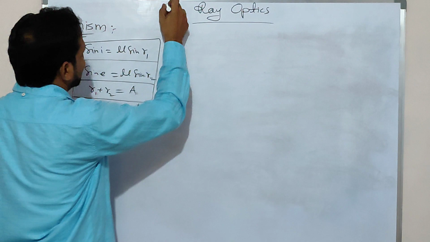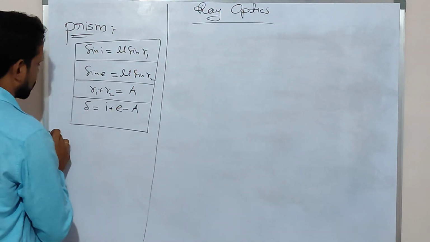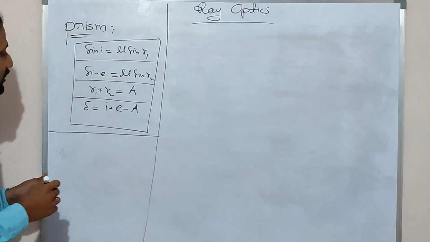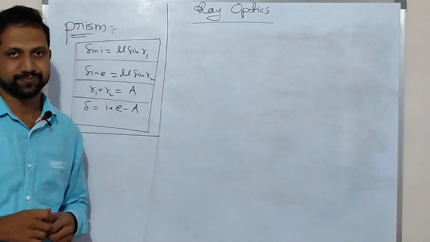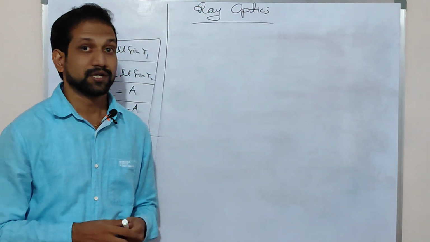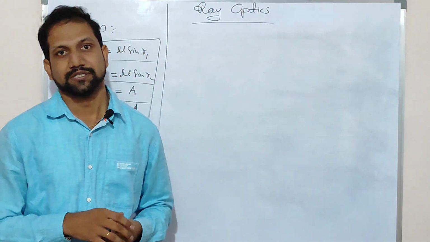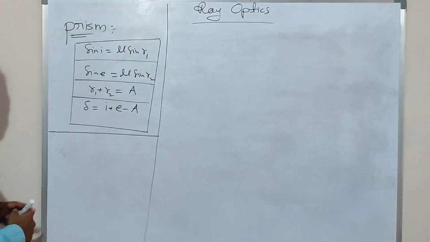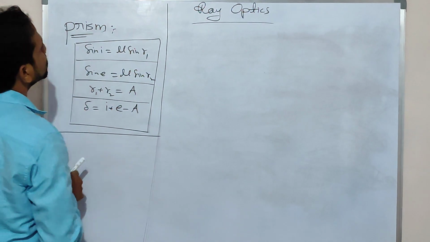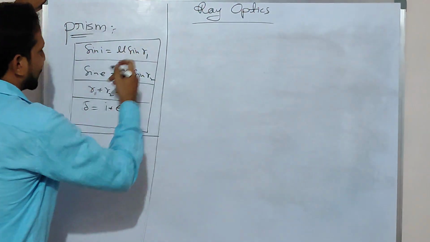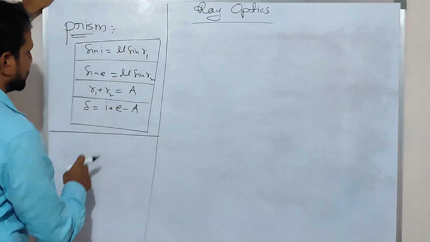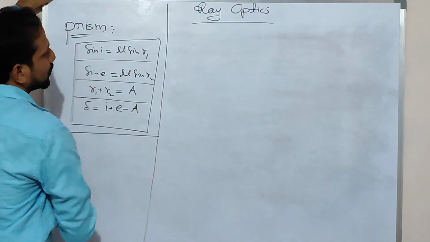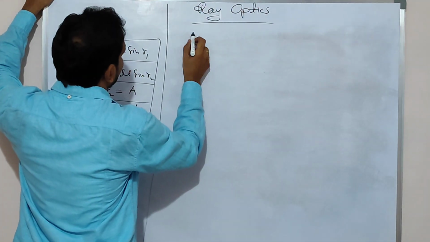So let us discuss the special cases here. The special cases are: the condition for minimum deviation and also maximum deviation, the condition for total internal reflection, and the condition for no emergence. There are many cases. Okay, so we'll discuss everything, right? So first, the condition for maximum deviation: the deviation equals I plus E minus A.